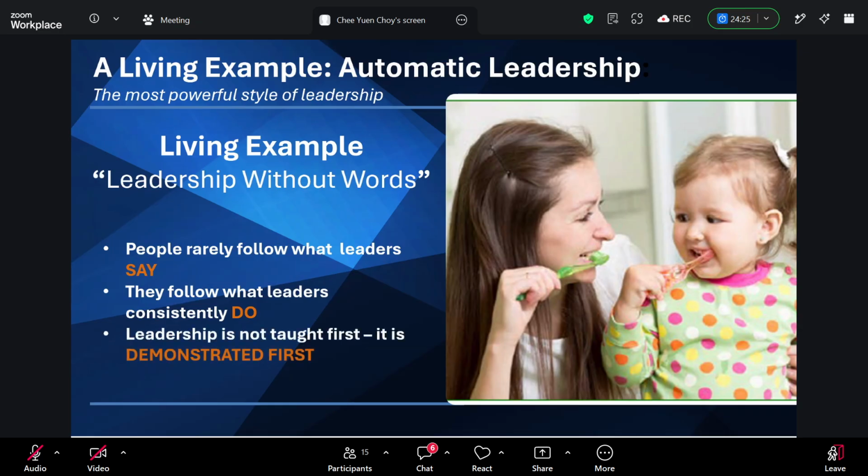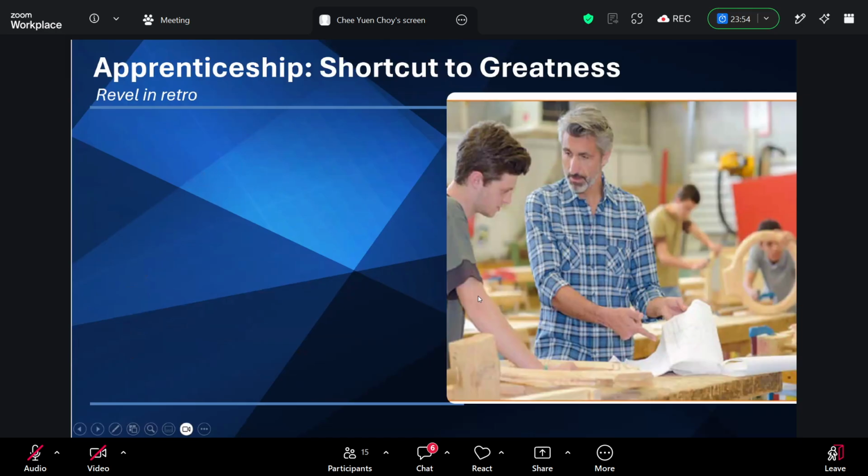And that's why leadership is not taught first, it is demonstrated first. Just like these kids. Kaiser Michael used this picture to demonstrate how to teach a kid to brush the teeth. What you need to do is demonstrate, do it every day. They watch and they will start to do it. Or else, as a leader, you will not get followers to follow you. Then Kaiser Michael also mentioned another important concept in getting people to lead, which is apprenticeship.